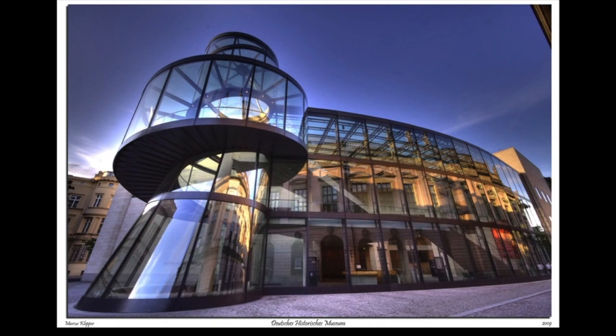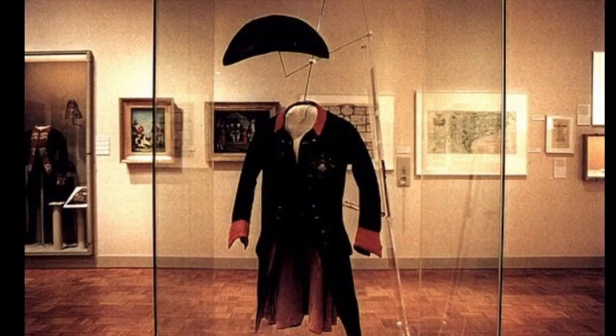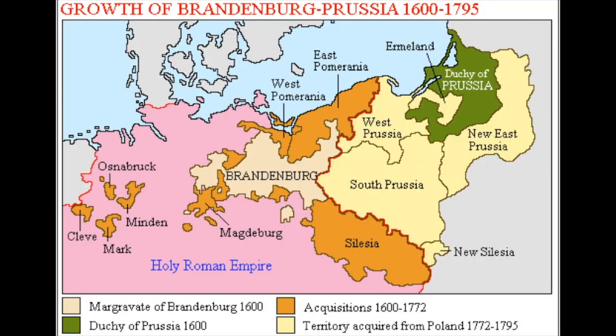If you go to the German Military Museum in Berlin today, which is this building here, and you go into it, you can actually see Frederick II's not too terribly flashy uniform as the King of Prussia. So at the end of the War of Austrian Succession, Prussia and Brandenburg is now seen to be a threat to the rest of Europe. He has upset the balance of power. He has seized Silesia. He has defeated the Habsburgs.